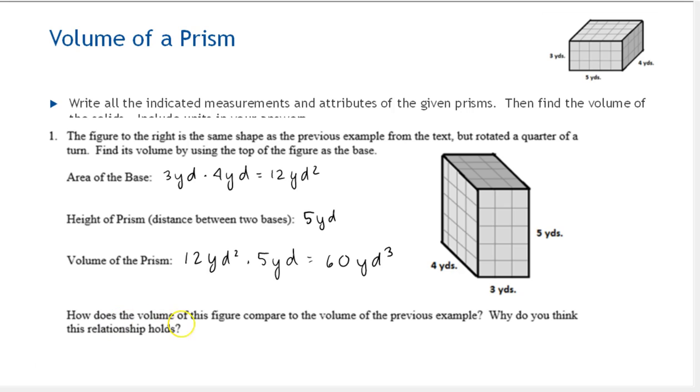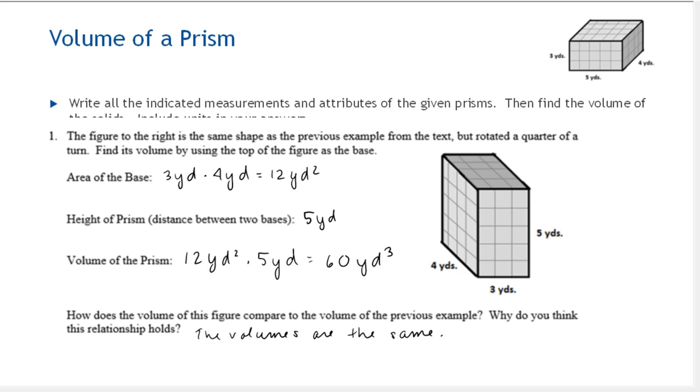And now we're asked, how does the volume of this figure compare to the volume of the previous example? Why do you think this relationship holds? We found the volume of this other prism was also 60 yards cubed, so the volumes are the same. The reason is it's the same general shape, we've just moved it in a different direction, and when you have a rectangular prism, it doesn't matter what two sides you use as the bases, since all of the opposite sides are parallel and identical.